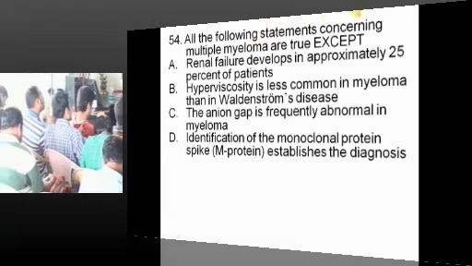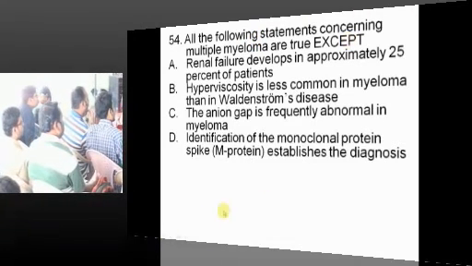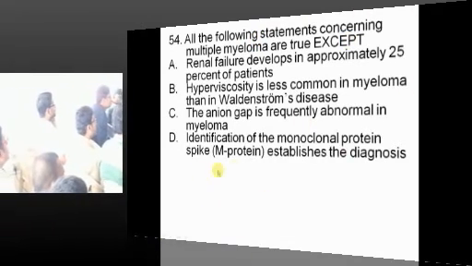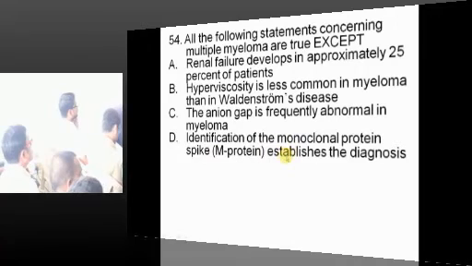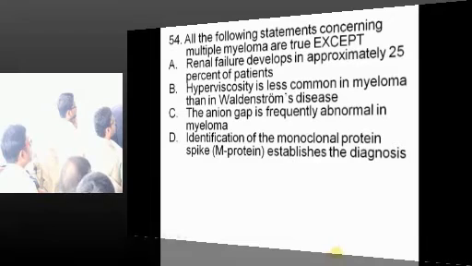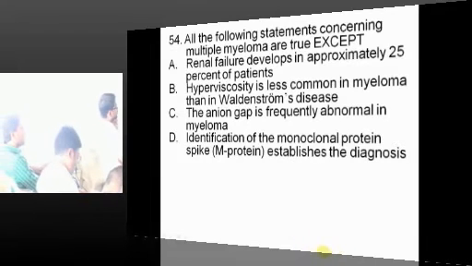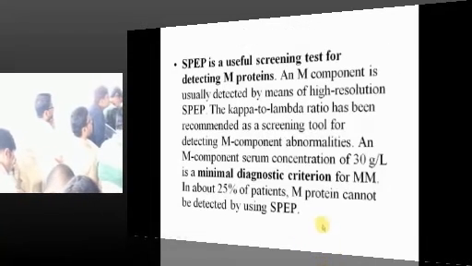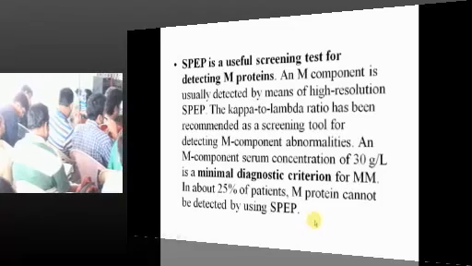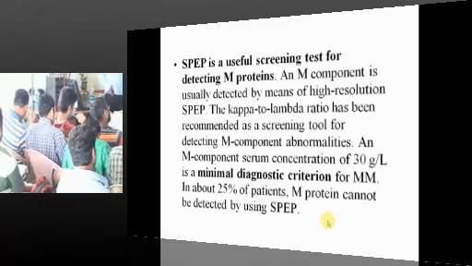Multiple myeloma, what is except? D. You want to say? D. That means monoclonal antibody doesn't establish diagnosis? It alone won't establish. Apart from that, clinical features should be there. Excellent. So it is a minimal criterion, not the major criterion. It is only used for screening, not for confirming the diagnosis.